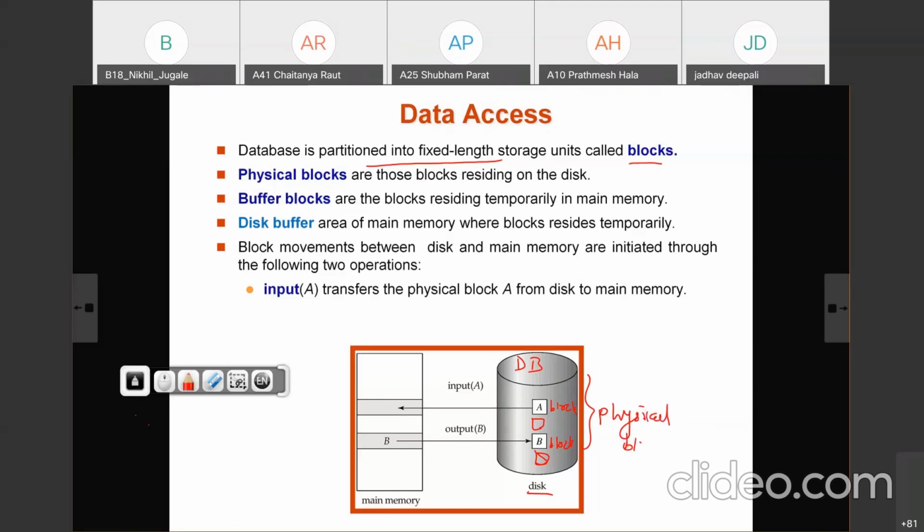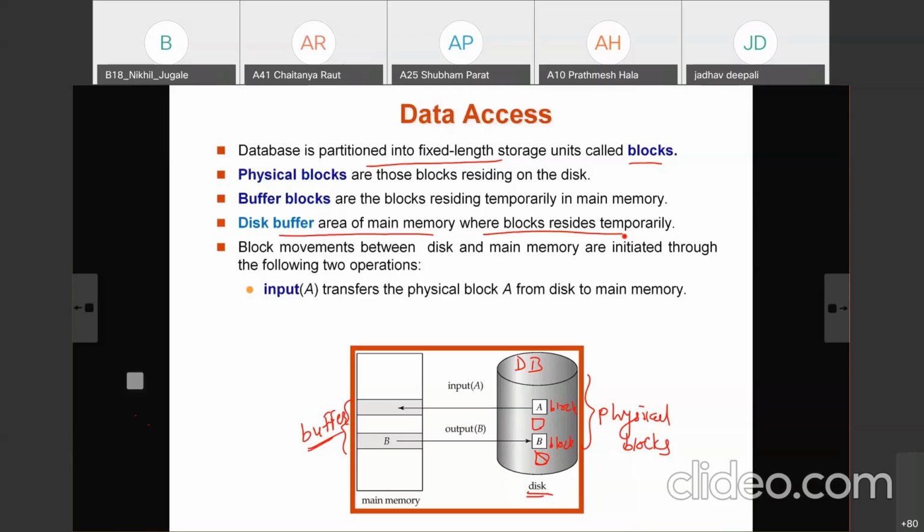And the blocks which are in main memory, we know that in main memory some blocks are stored. For which purpose? To avoid the disk transfer. So as many blocks as possible are kept in main memory. We call that area of main memory where the disk blocks are kept a buffer. So disk buffers are the area of main memory where blocks reside temporarily, to avoid block transfer from disk to main memory and main memory to disk.